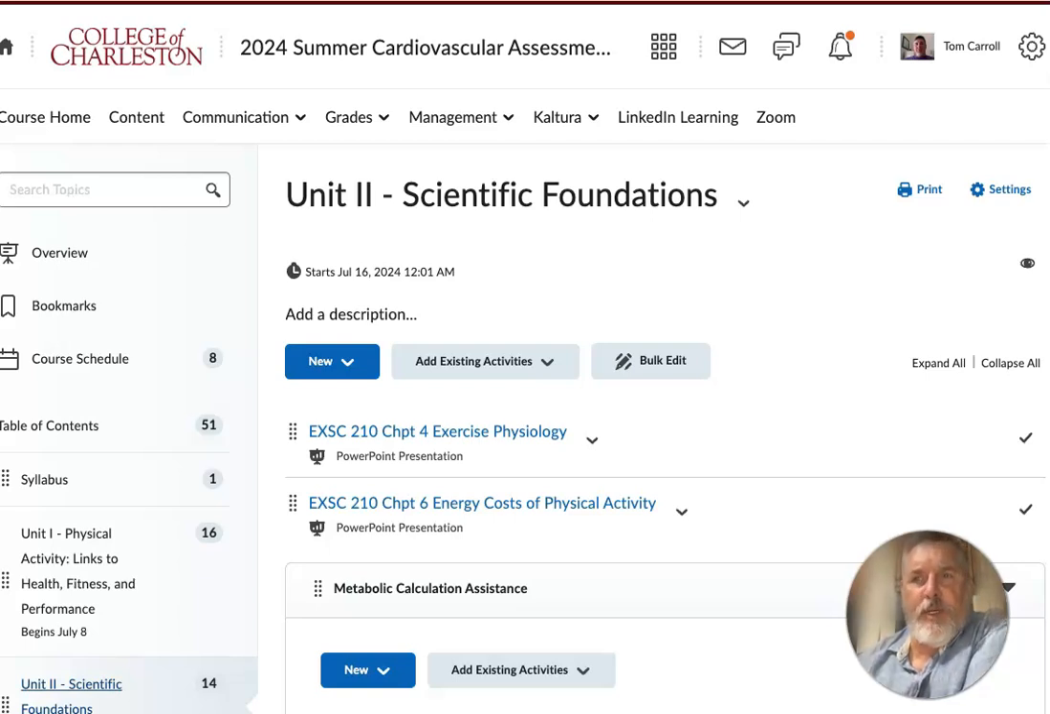This unit is composed mainly of two chapters, Exercise Physiology, which is Chapter 4, and Exercise, the Energy Cost of Physical Activity, which is Chapter 6 in the Howley text. Now look, there's a lot of content in these two chapters. So you need to start early and you need to outline while you're reading these chapters.